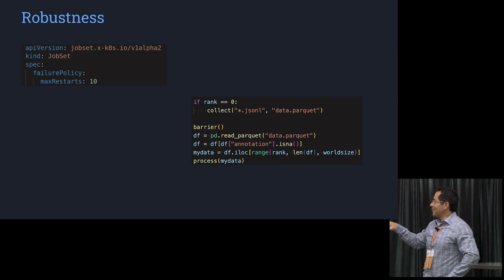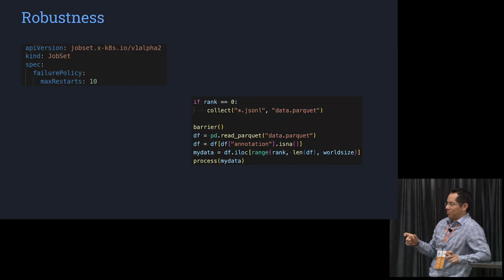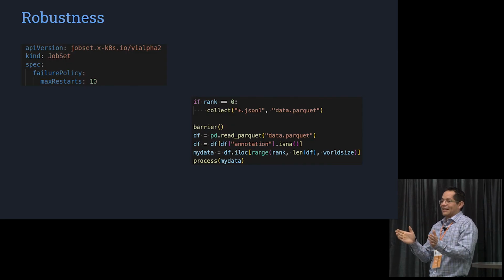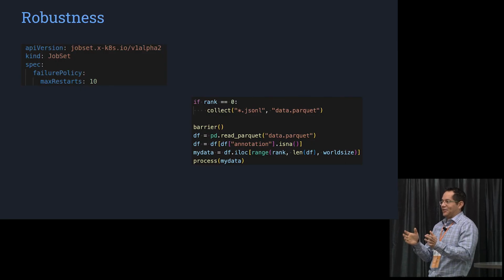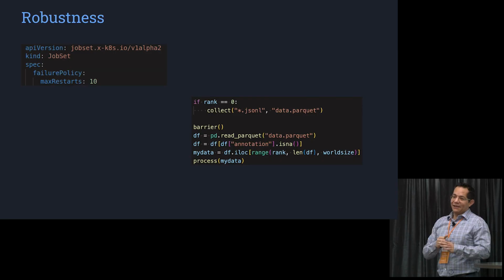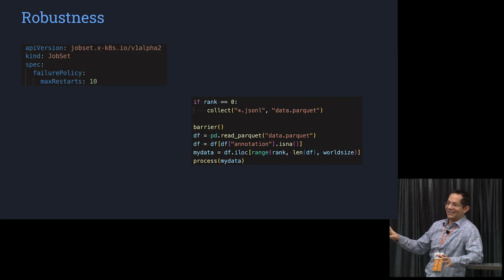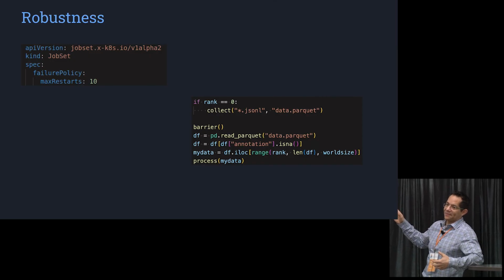Then we read the Parquet file and figure out which rows of this Parquet file are missing that annotation, whatever score we were computing. Now you have the set of rows that still have work remaining to do. And then you can very easily, if you know your rank and you know the world size, split the data and figure out which rows each individual worker is responsible for. And now you can start processing your data.